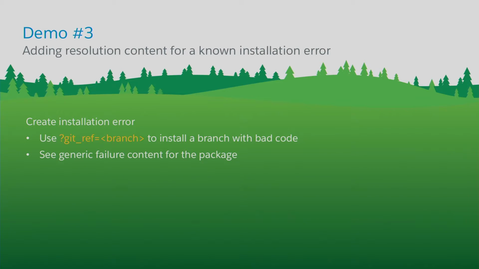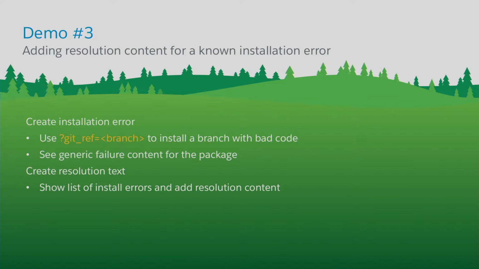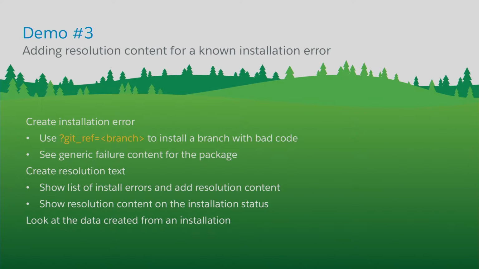Then we're going to see the generic error message that we configured for the package earlier because there's no specific message yet. And then we're going to see how an admin would go in and create the resolution content for that. And then see how that resolution content would get merged into the install page. And then finally, we'll end with looking at the installation data that's created from the installation to see how you can track that.